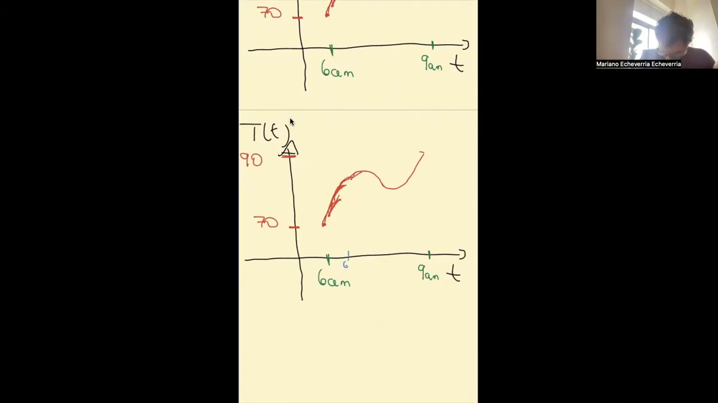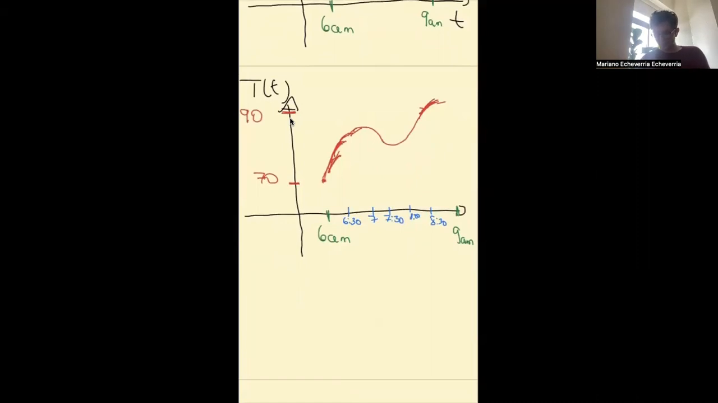So here's 6:30, here's 7, here's 7:30, here's 8. Oops, I need a little bit of space. Here's 8:30 and here's 9. Okay? So now I'm going to analyze the temperature. Instead, I'm going to record the temperature every half hour, right?